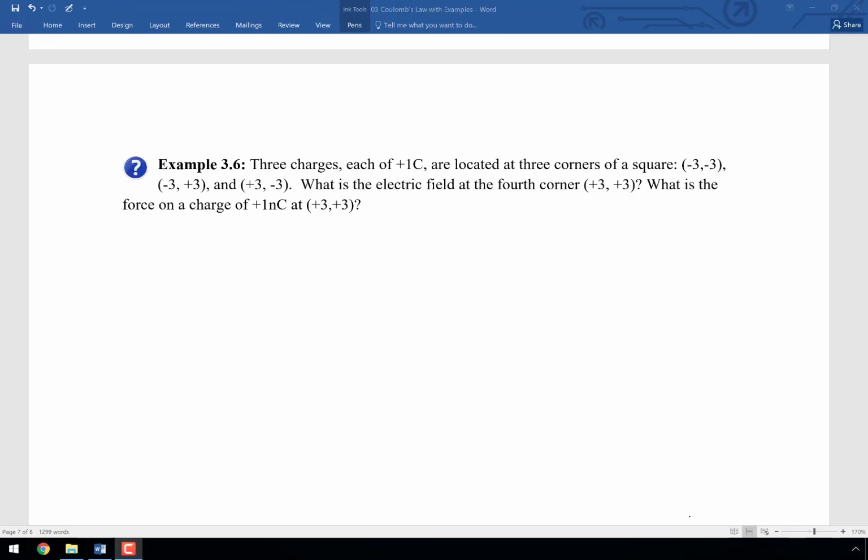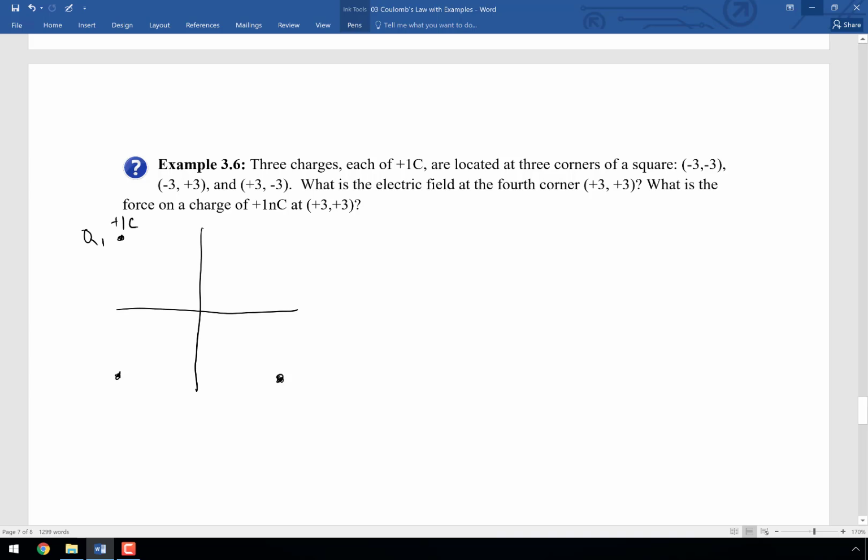Let's do one more example. This one's going to have 3 charges rather than 2. We're going to place these 3 charges at 3 corners of a square. So I'm going to have a charge here, a charge here, and a charge here, and then the question is, what is the electric field at the 4th corner of the square? So let's name these 3 charges. We'll call this one Q1, and it's going to be plus 1 coulomb.